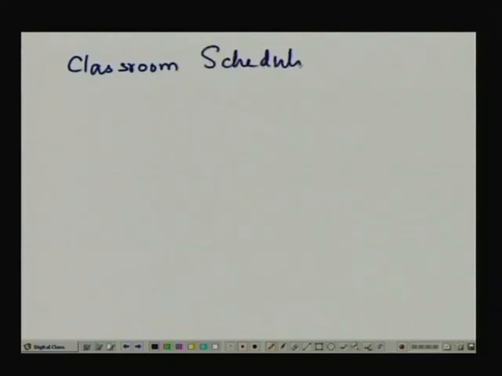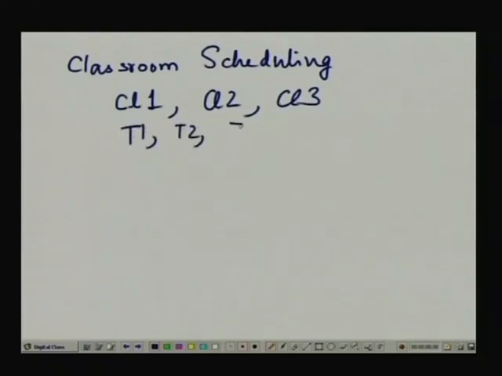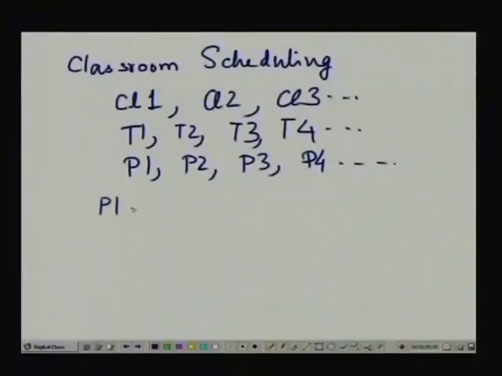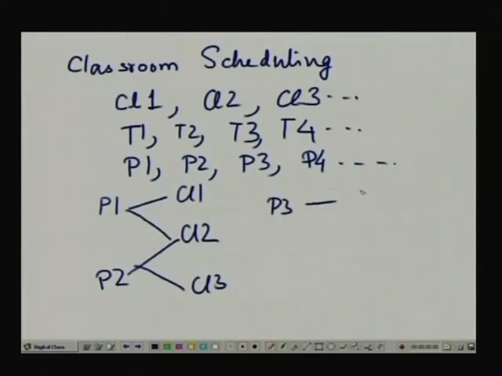So, we have a number of classrooms. Suppose CL1, CL2, CL3 are the classrooms, and we have some time slots. Let T1, T2, T3, T4 be the time slots, and we have some teachers. So, let P1, P2, P3, P4 etc. be the teachers. For each teacher we have a set of classes which the teacher should be able to teach. So, let us say P1 should be able to teach CL1 and CL2. P2 should be able to teach, let us say, CL2 and CL3. P3 should be able to teach CL4. P4 should be able to teach CL5 and CL1.